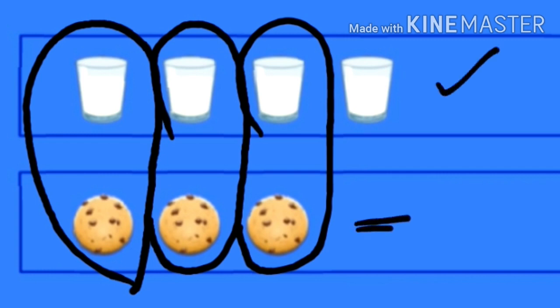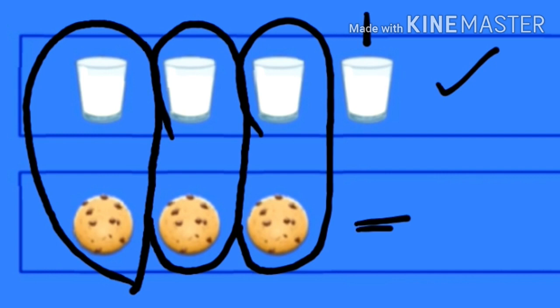Like that, go to the next pair and next. Can you go for another pair? No, because here there is no cookie. You can see here a glass, but there is no cookie to make a pair. Now you tell me which group has more things. First group. How many more does it have? One more. So the first group has one more and the second group has one less.